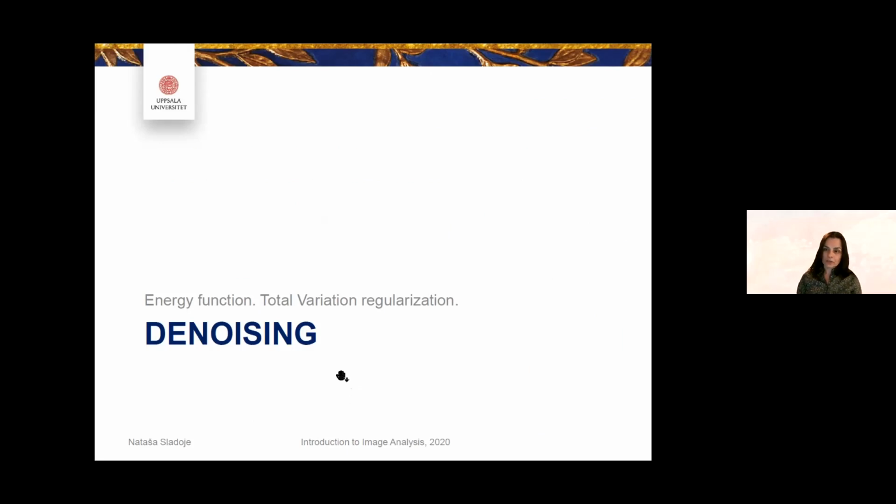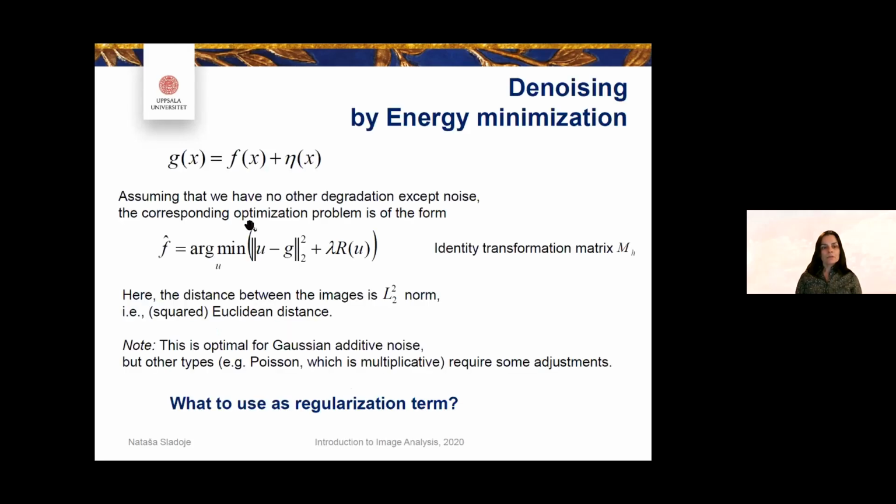So how does the energy function work in this case? And also, what is a suitable regularization? Now, we are looking at a concrete degradation model, which uses a unit, or identity, matrix function here. So there is no other degradation than noise present in our image. Our formulated optimization problem is then of this form.